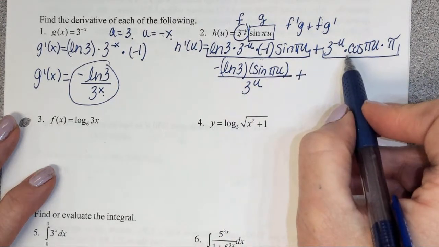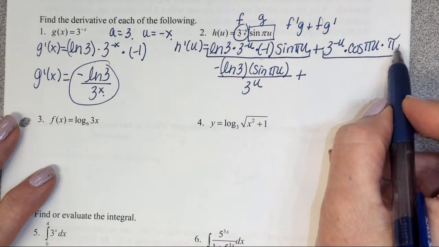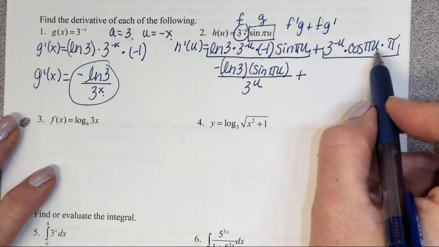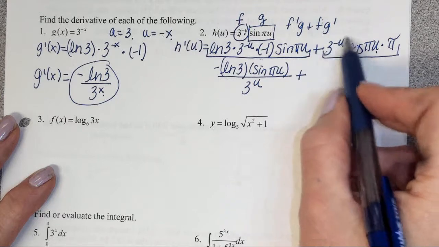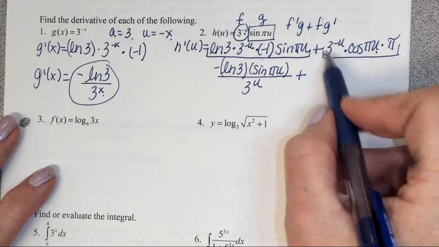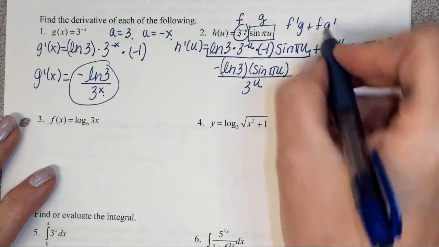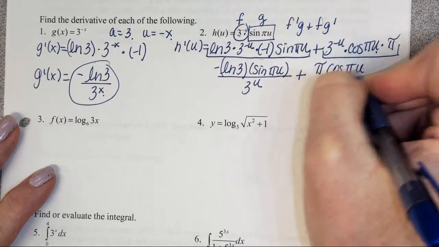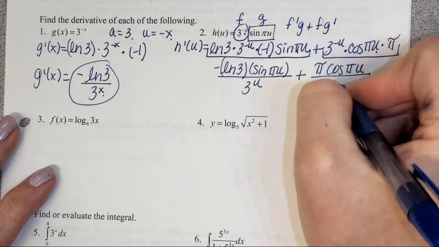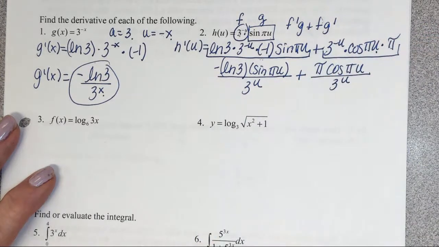Plus, looking at this next term, I've got a pi and a cosine pi u. And then I've got this. Well, this can go to the bottom if I make it a positive exponent. This one, I should just put together. Pi cosine pi u all over, this goes to the bottom.